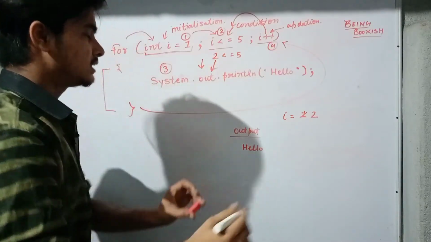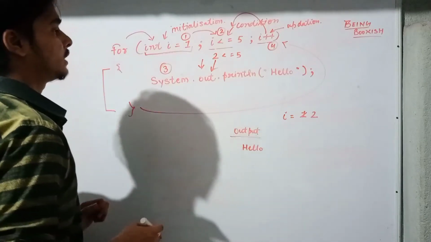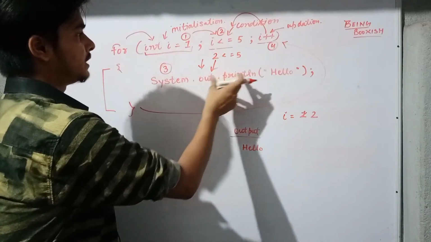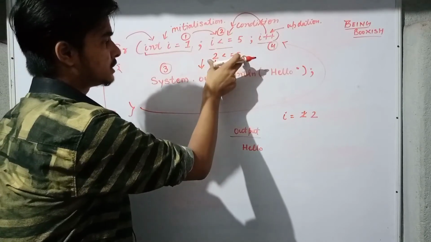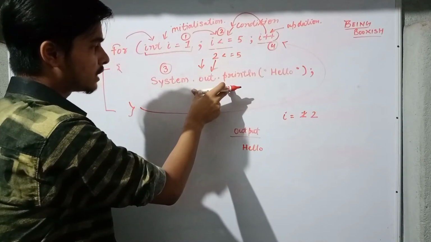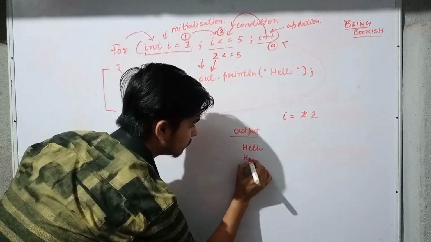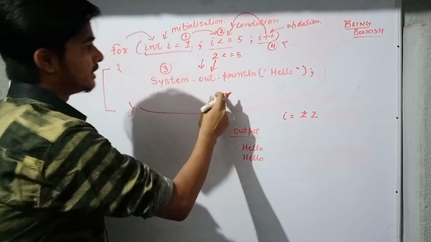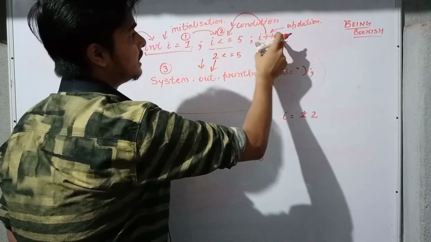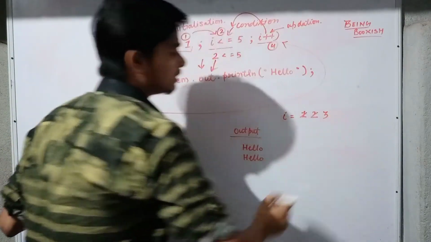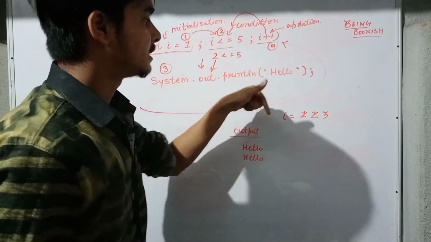Okay, so let us continue from where we are. We need to print that 2 less than equals to 5, condition is true. We will come down in the body part and we need to print hello. So we will print hello. Next it will go to the updation part. It will increment the value of I by 1. So I's next value will be 3, because we have incremented I by 1.